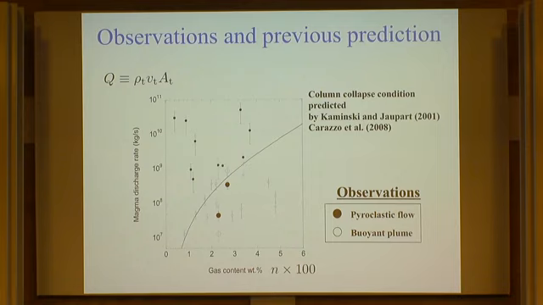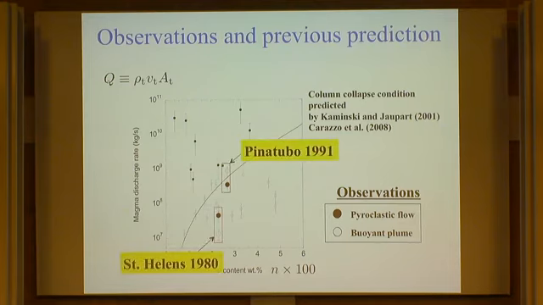But if you look at these results carefully, then there's some exception. For example, the St. Helens example obviously deviates from this line or model prediction. And another exception is the Pinatubo case. Actually, pyroclastic flow occurs as magma discharge rate decreased.